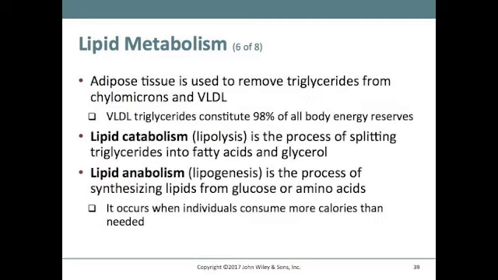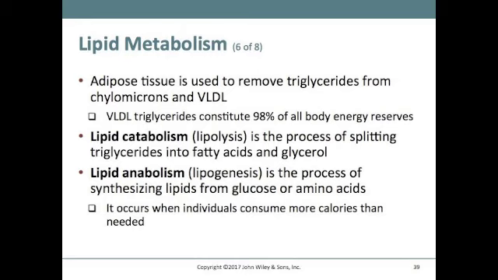Moving on to the next slide, adipose tissue is used to remove triglycerides from chylomicrons and VLDL. Remember, VLDL stands for very low density lipoproteins. VLDL triglycerides constitute about 98% of all the body's energy reserves. Lipid catabolism, or lipolysis, is the process of splitting triglycerides into fatty acids and glycerol. Lipolysis is catalyzed by enzymes called lipases. Also, epinephrine and norepinephrine can enhance triglyceride breakdown into fatty acids and glycerol.